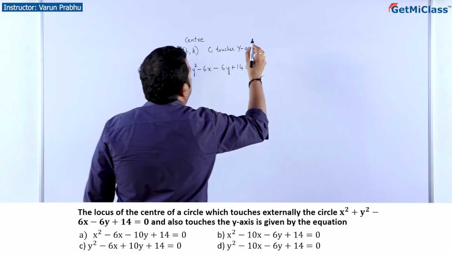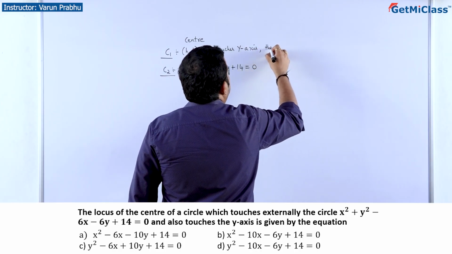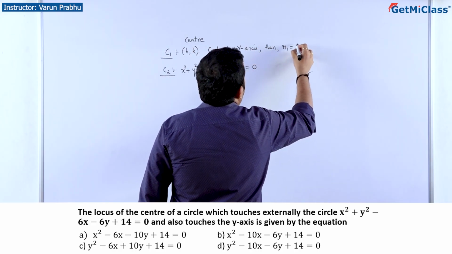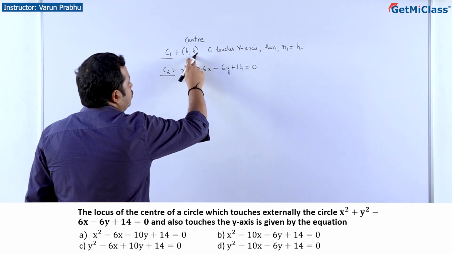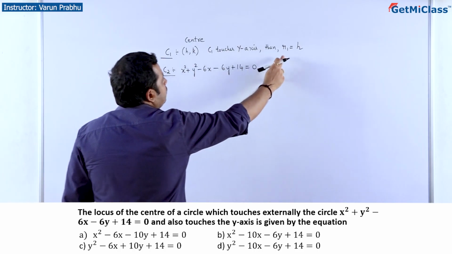If C1 touches the y axis, then the radius of this particular circle will be equal to what? The radius of this particular circle will be h. Correct or not? So when it touches the y axis, the radius will be equal to how much?